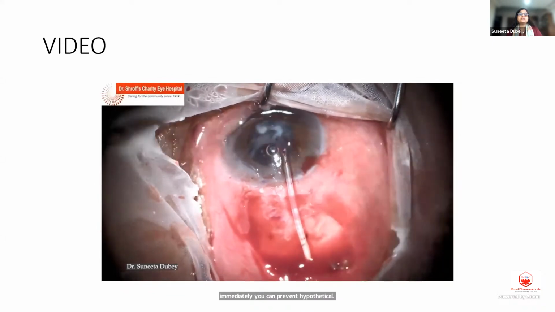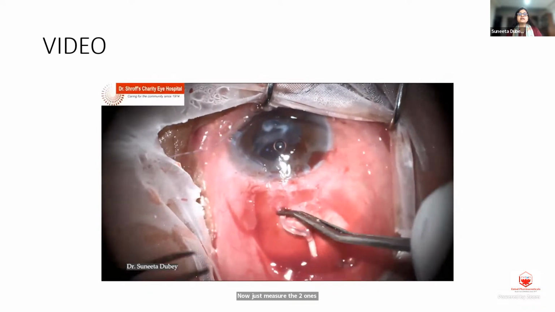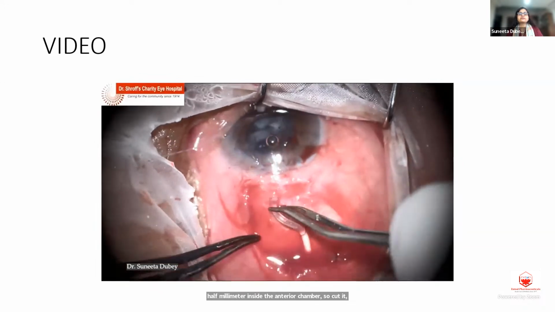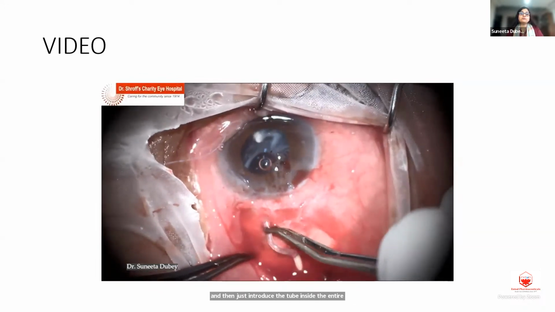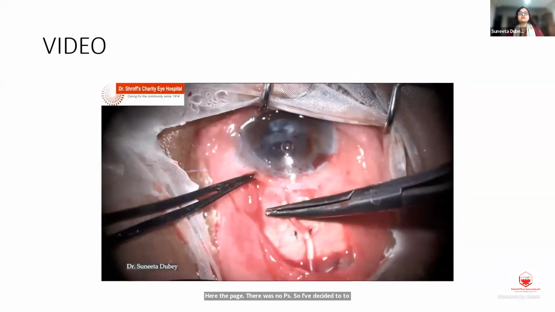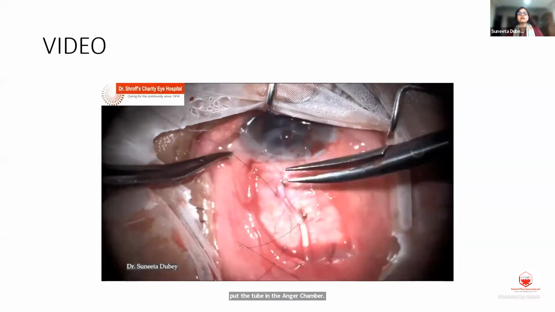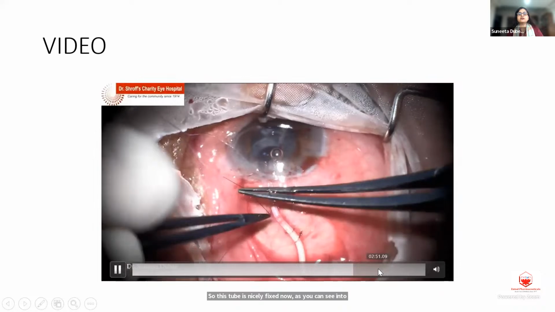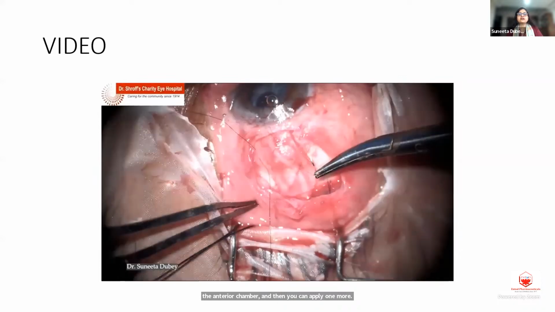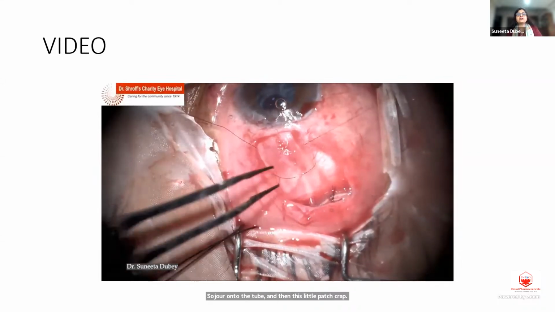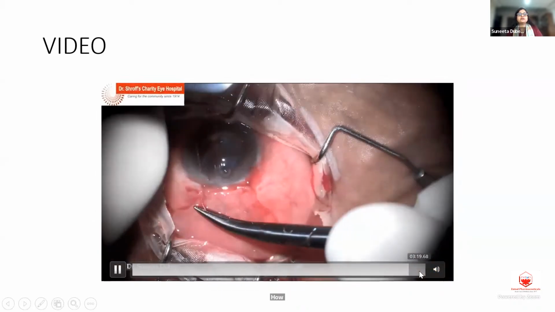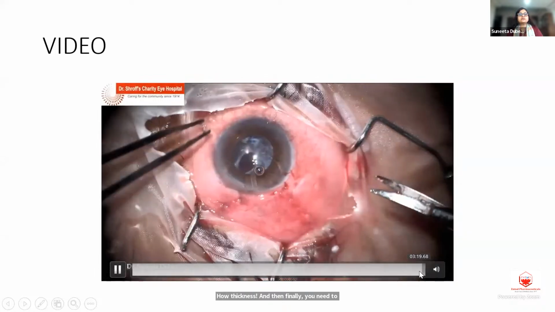Now just measure the tube once more. It should be 2 to 2.5 millimeter inside the anterior chamber. So cut it and then just introduce the tube inside the anterior chamber. Here the patient had no PAS, so I decided to put the tube in the anterior chamber. So this tube is nicely fixed now, as you can see, in the anterior chamber. Then you can apply one more suture onto the tube, and then the scleral patch graft. I'm here using a corneal patch graft, very thin, like half thickness. And then finally you need to suture the conjunctiva. So this is the final picture.